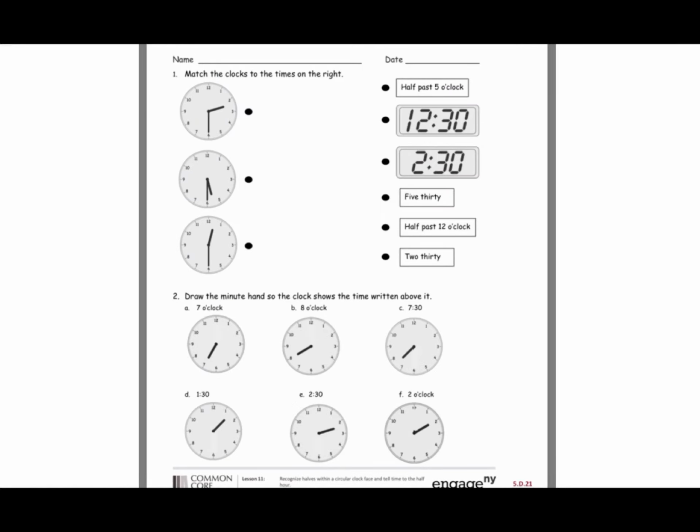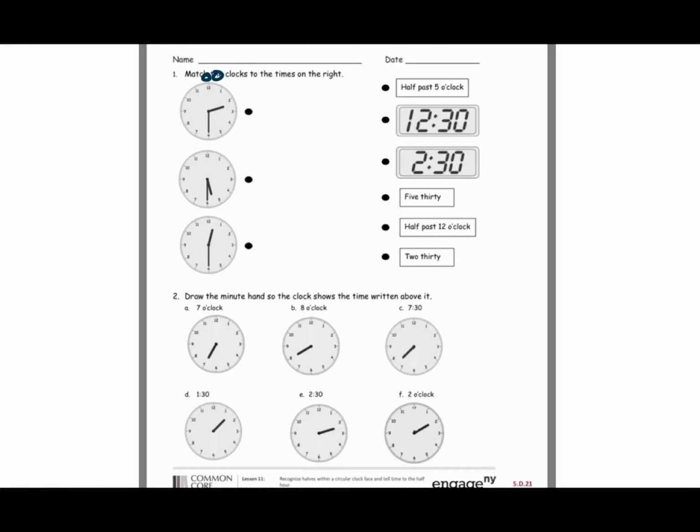There we go. And here we have 2 different kinds of clocks. We have the analog clocks to the left, and we have the digital clocks, or clocks with words on them, and we have to match the clocks to the times on the right. Now remember, the 12 is 0, 0, so we can write 0, 0 there.